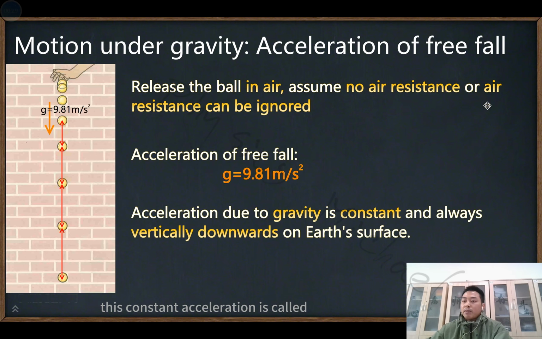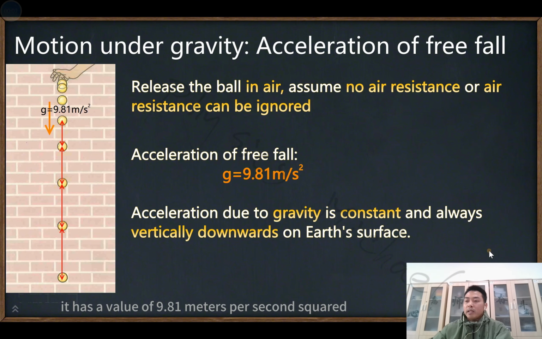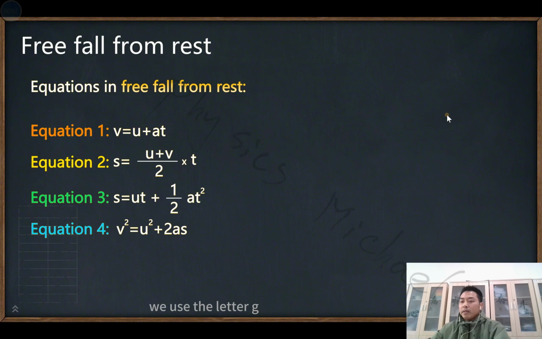This constant acceleration is called the acceleration of free fall, or just the acceleration due to gravity. On Earth's surface, it has a value of 9.81 meters per second squared, and it always acts vertically downward. We use the letter g to represent the acceleration due to gravity, so we can rewrite the SUVAT equations by replacing the letter a with g.